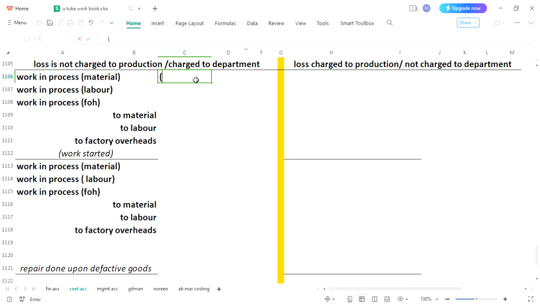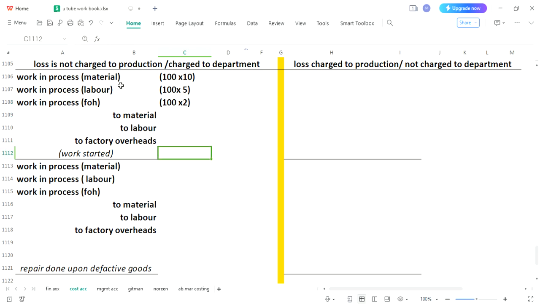Now let's see, you were making 100 chairs at a cost of 10 rupees each. I'm just giving you an example. So 10 per unit of material was used. Then 100 chairs were manufactured with labor cost of 5 per unit. Again, it's just an example to help you understand. Then these 100 chairs were made with factory expenses of 2 per unit.